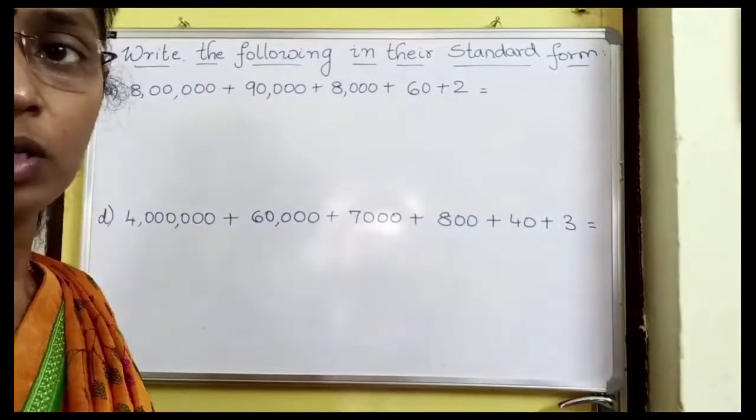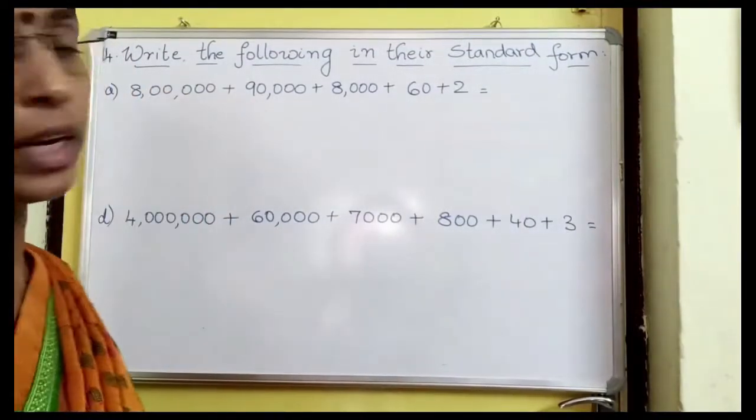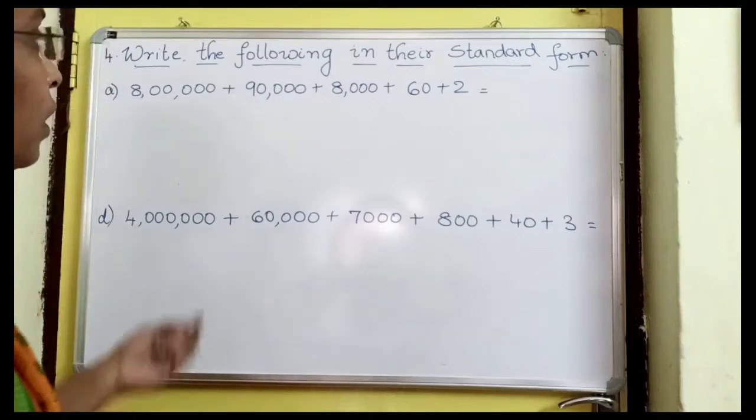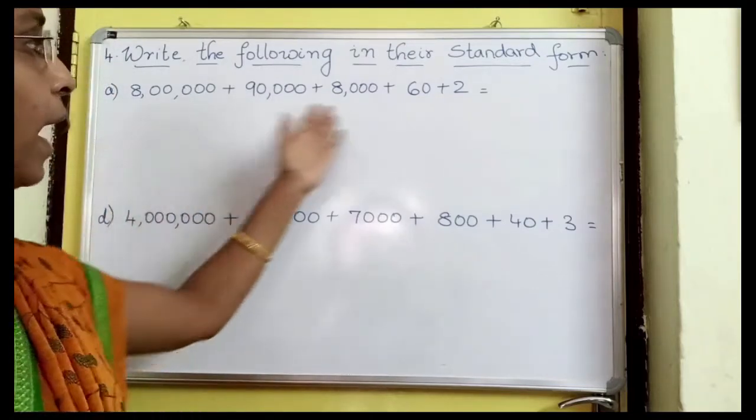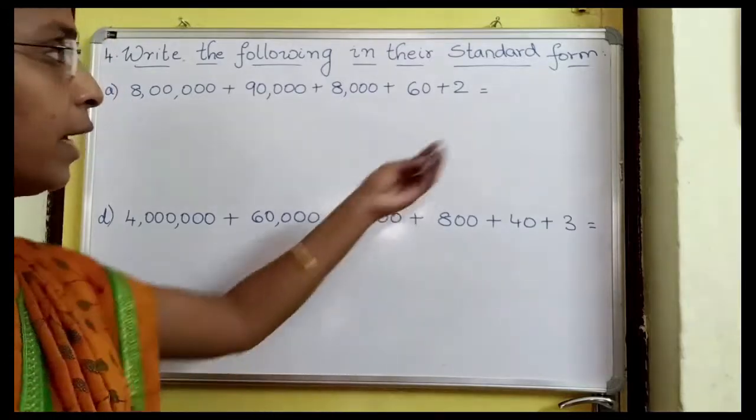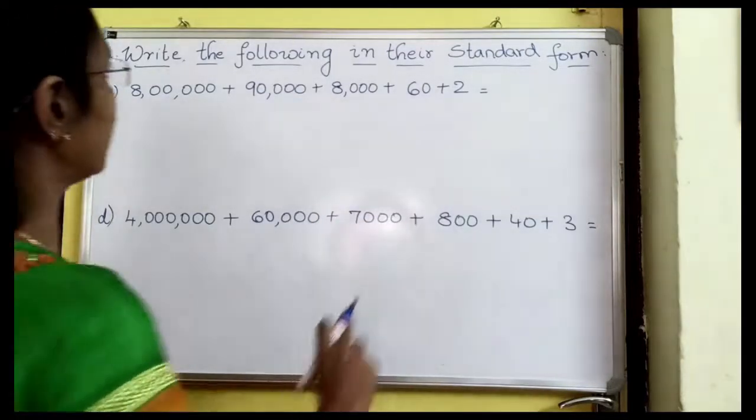Fourth question, children. What is the fourth question? Write the following numbers in their standard form. Now, what is the standard form? You have to add all the place values of the number and you have to write the number.